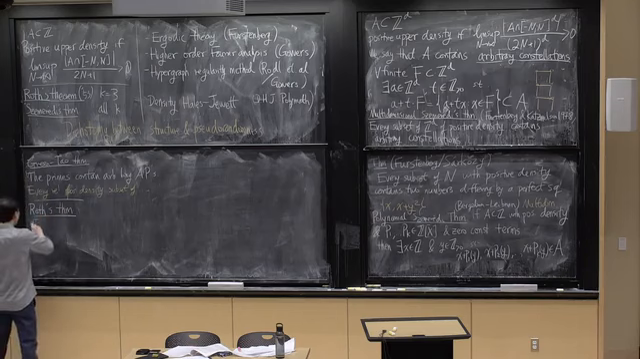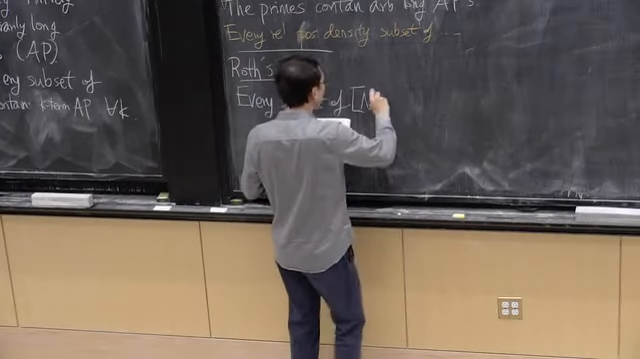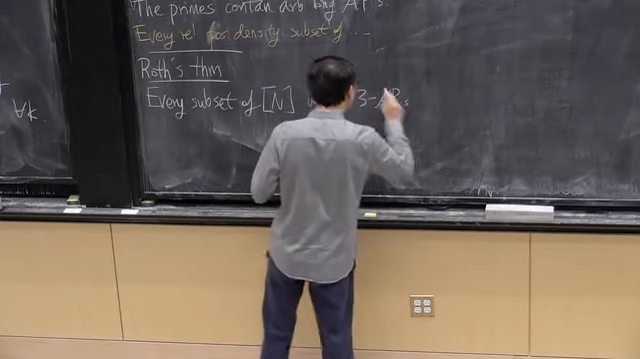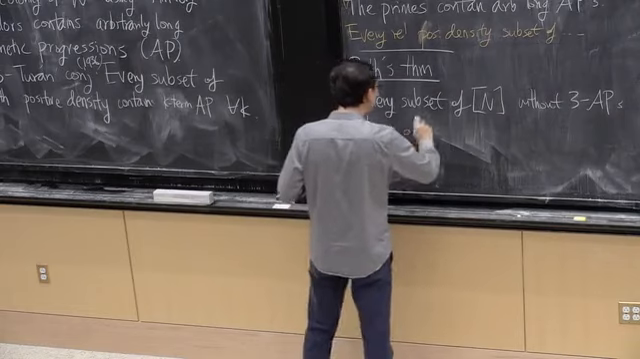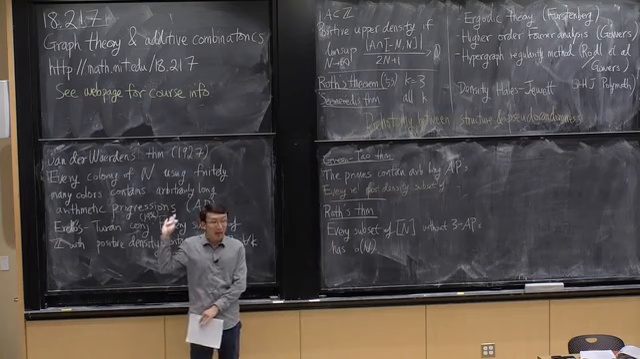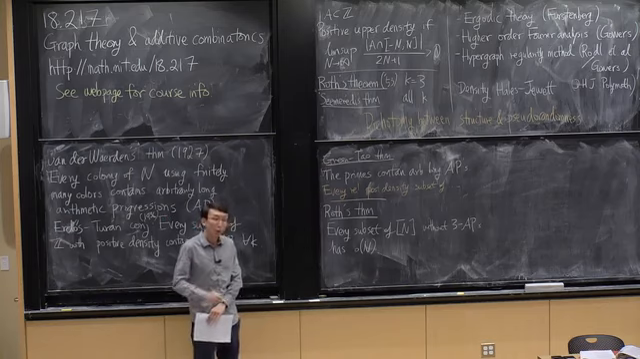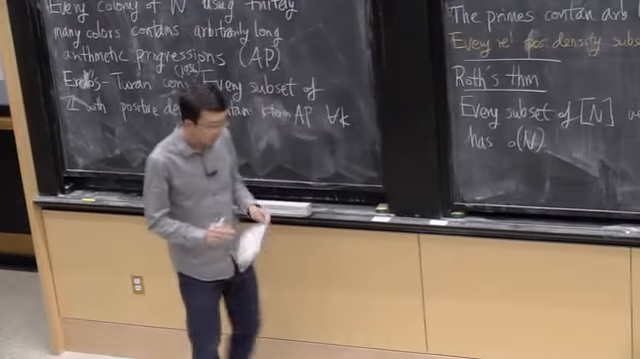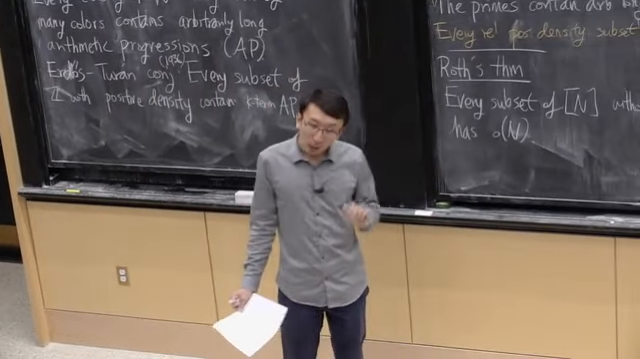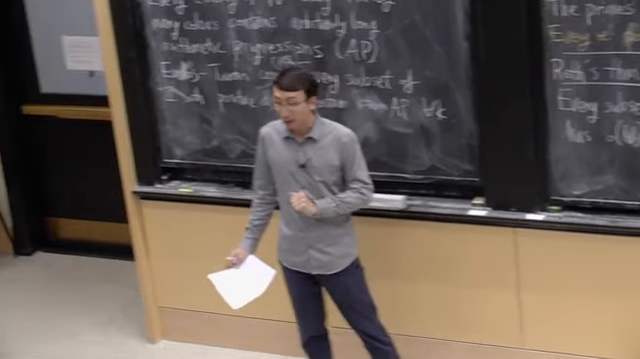Roth's theorem is the statement that every subset of integers 1 through n that avoids three-term arithmetic progressions must have size little o of n. Okay, so earlier we gave an infinitary statement that if you have a positive density subset of the integers, then it contains a 3AP. So this is an equivalent finitary statement. Roth's original proof used Fourier analysis. And a different proof was given in the 70s by Ruzsa and Szemerédi using graph theoretic methods.